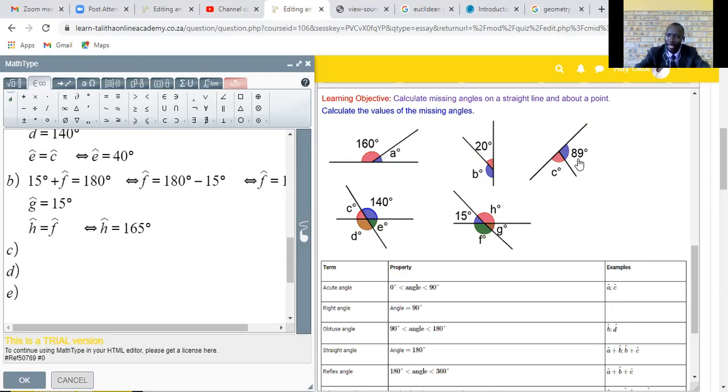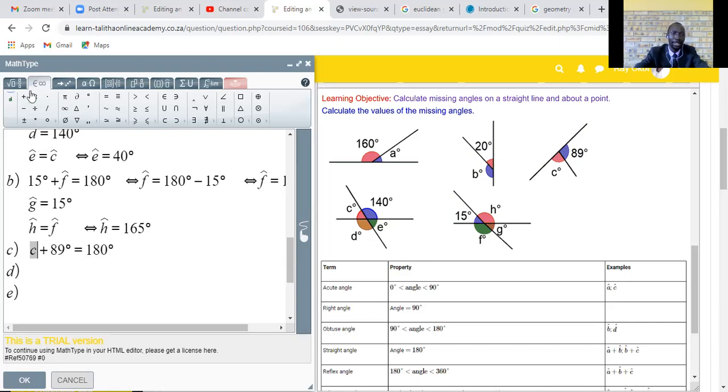Angle C and angle 89. How are we going to find these angles? Now, notice that angle C and angle 89 are the only angles on this straight line here. And because of that, angle C and angle 89 add up to 180 degrees. What we are saying is that angle C and angle 89 will add up to 180 degrees. So here is the question.